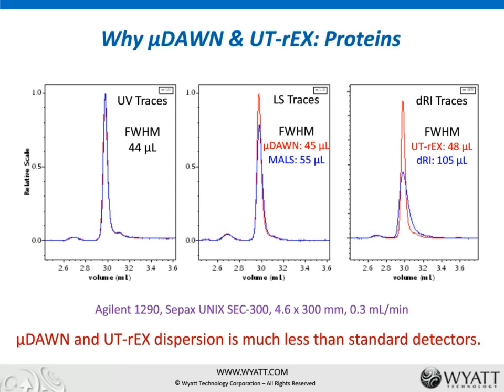The dispersion volume, defined as full width half maximum, here is the same because it's from the same detector, 44 microliter. When the peak transfers to the light scattering detector, MicroDAWN saw 1 microliter increase in dispersion, but the standard MALS detector saw 11 microliter, or a 25% increase in dispersion. And when they further migrate to the DRI detector, UT-REX saw an increase of only 3 microliter. The standard DRI saw 50 microliter increase, almost close to 100% increase in dispersion. So I think MicroDAWN and UT-REX dispersion is indeed much less than the standard detectors.